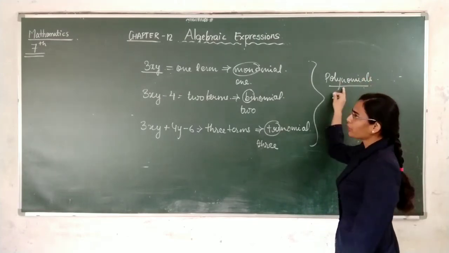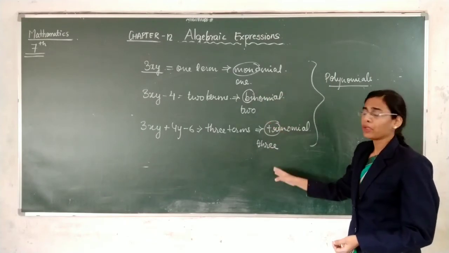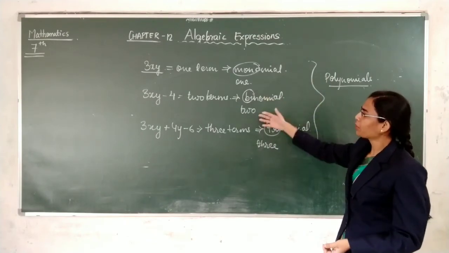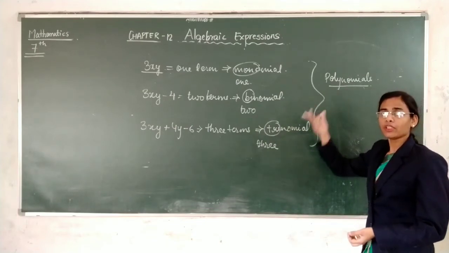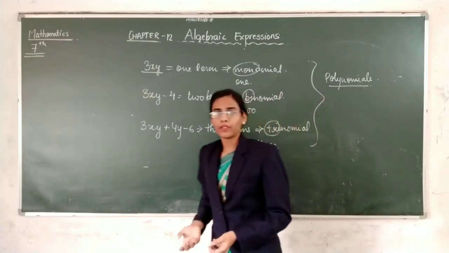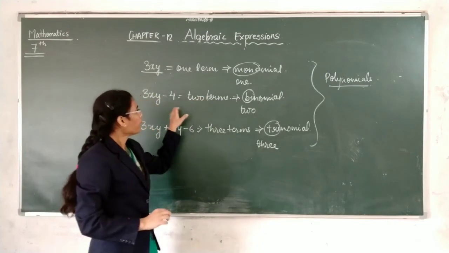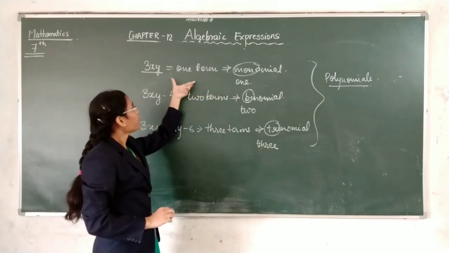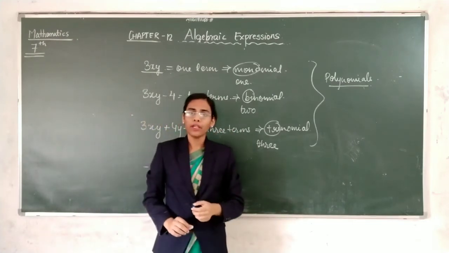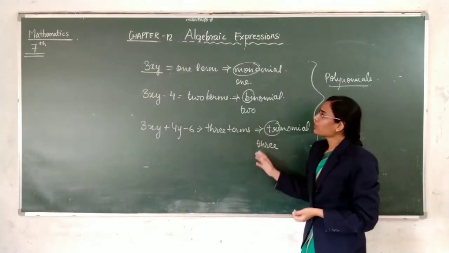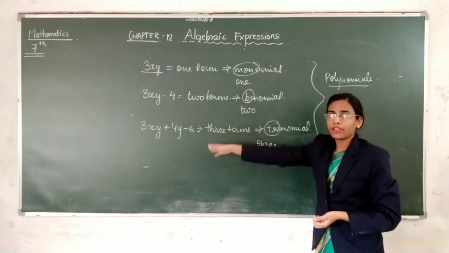So what is a polynomial? A polynomial is an expression containing at least one single term. It can have one term, two terms, three terms, and many more. So a polynomial is an expression containing one term or more terms. So we have divided by the number of terms: if one term is there, monomial, two terms, binomial, and three terms, trinomial. So these are the classifications of the expression under the number of different terms.